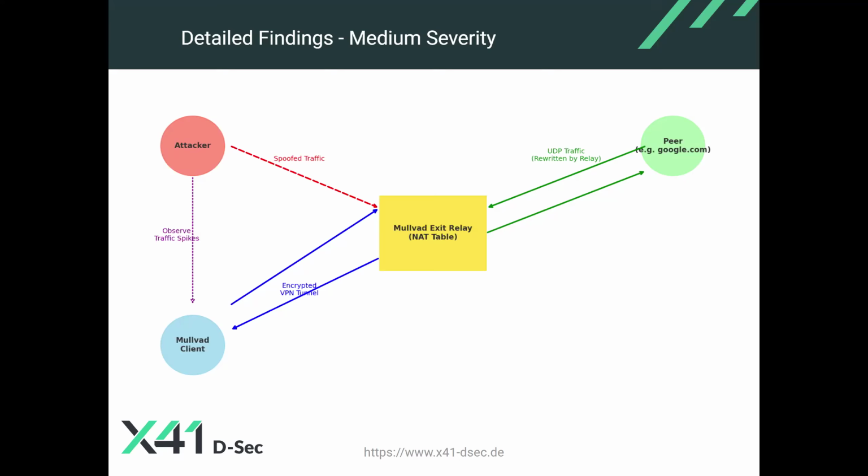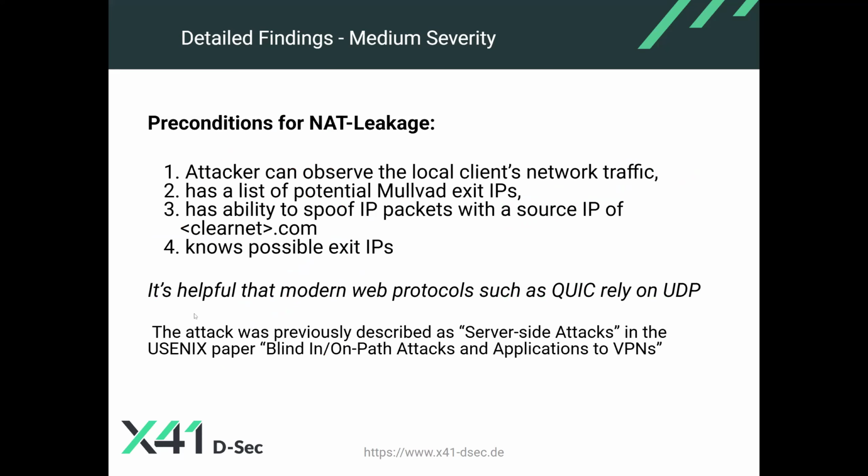So I would call it maybe a design weakness, or something that is the limit of what the VPN in this way can provide. That's a pretty interesting attack that we found. It was found before, or at least a variation of that, called server-side attacks in the Usenix paper, blind on-path attacks on applications or VPNs. Yeah. So that's after researching previous work, then we found that as well. We didn't know that before.